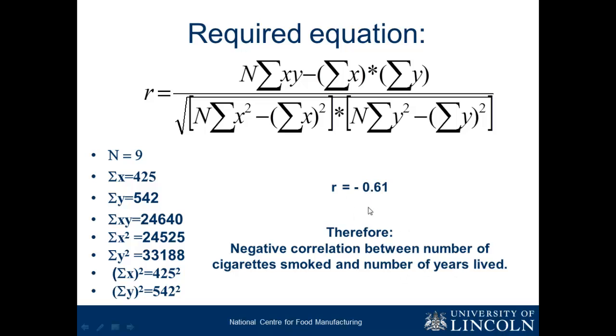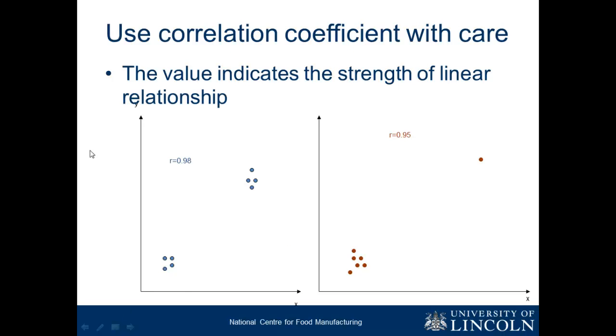So that's the final answer for our R. R equals minus 0. Don't forget that negative sign is very important. Now, I need to explain this. We need to be careful with the way we use correlation.